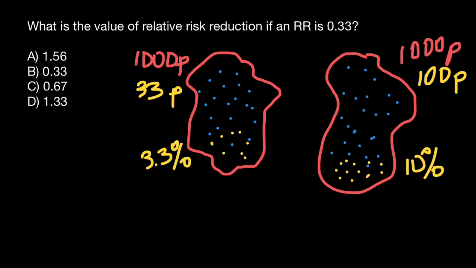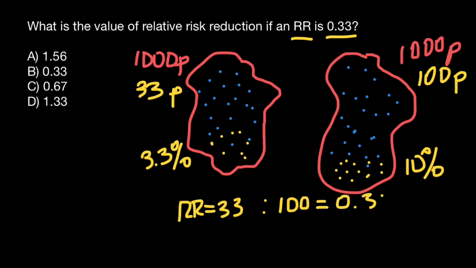and 33 people would make 3.3%. Now, as you see, we have a ratio of 33 people in the intervention group to 100 people in the placebo group or control group. And what we have here is relative risk, or RR, which is equal to 0.33. If we divide 33 by 100, we get 0.33. So with this example, I just demonstrated what a relative risk is when it's equal to 0.33.